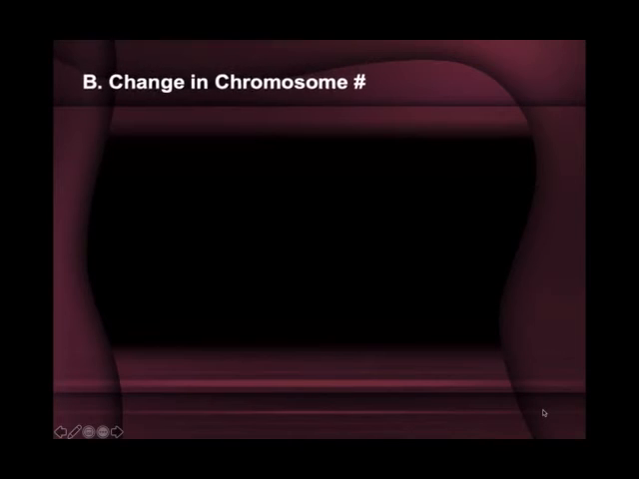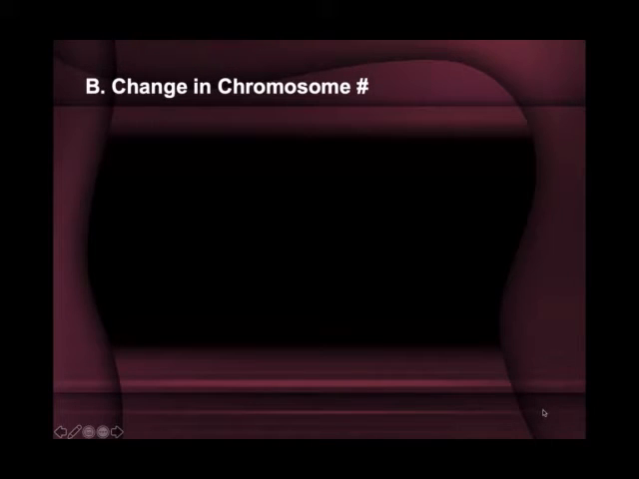Another type of mutation is a change in the number of chromosomes. Now we talked about how gametes in humans have 23 chromosomes, so Sparky the sperm and Olivia ovum, each with 23 chromosomes, get together and make an individual with 46 chromosomes. That's awesome.